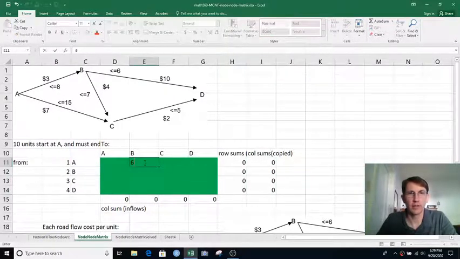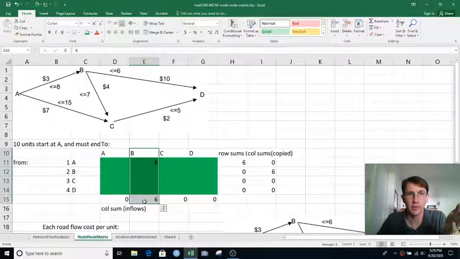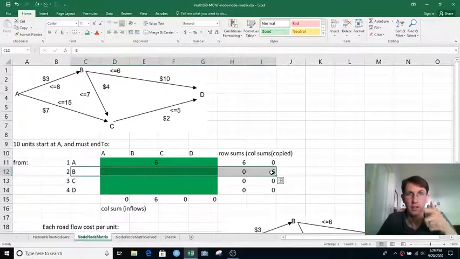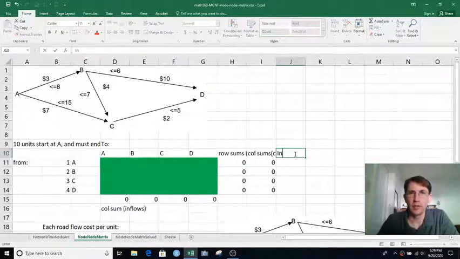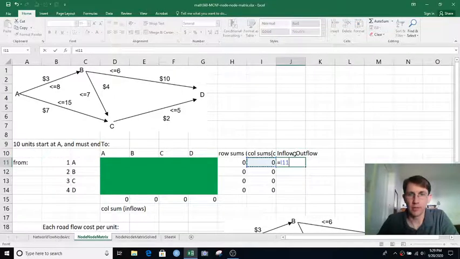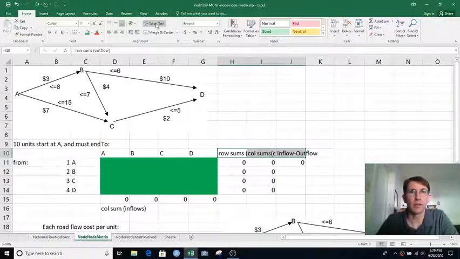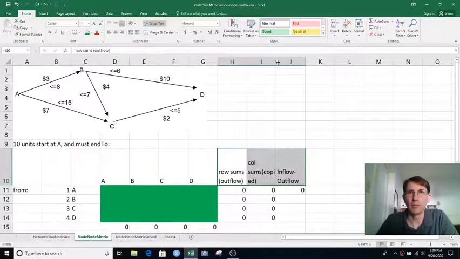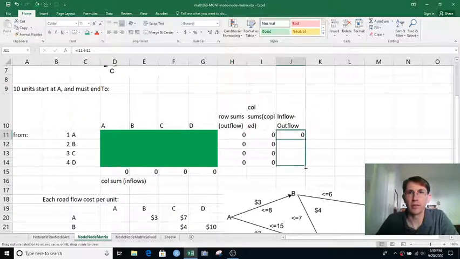And so now if I put a 6, for example, here, the row sum is 6, obviously. The column sum is 6. That's the column sum for B, and so it ends up here on the B row. So we don't really need a 6 there. And then we'll say inflow minus outflow. And the column sums are the inflows, the row sums are the outflows. Yeah, let's wrap that. And then paste that down.